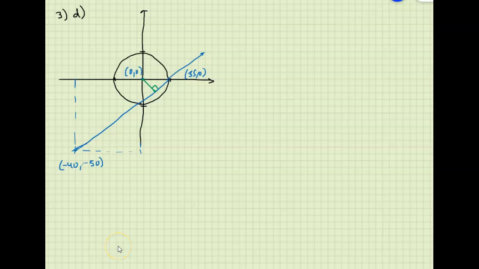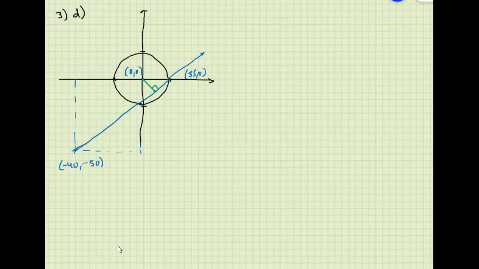Alright, so this is about problem 3D. It's asking us to find the location of the ball when it's closest to the center of the green, the origin of the circle. The closest it will be is if I draw a line between the center of the circle and any point on the path, the closest one is going to be when it goes perpendicular to it. Anything that's not perpendicular is going to be slightly longer.